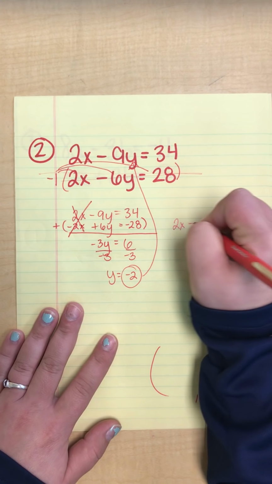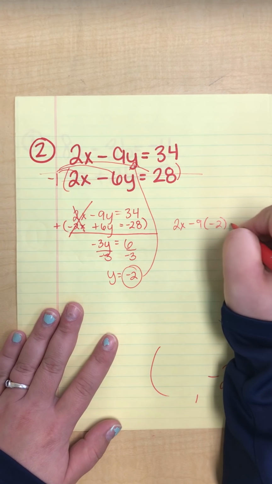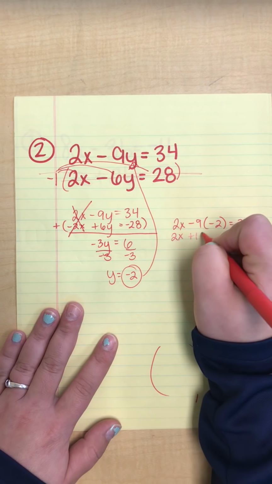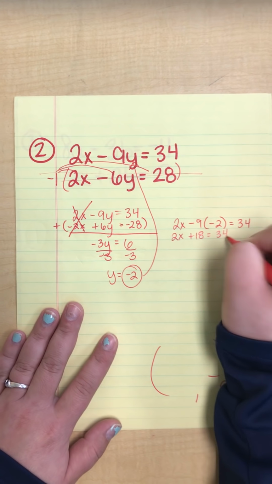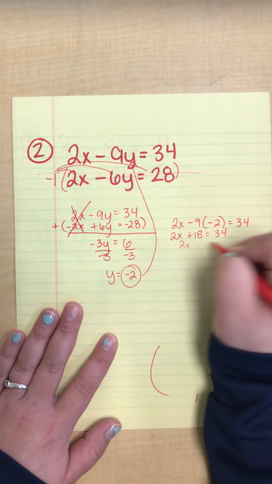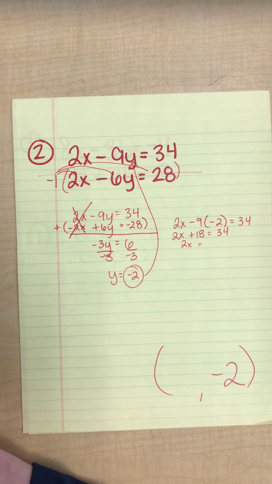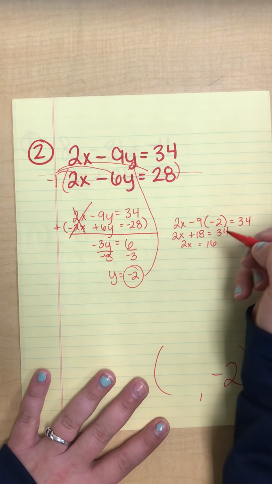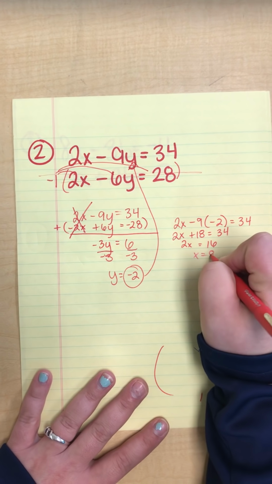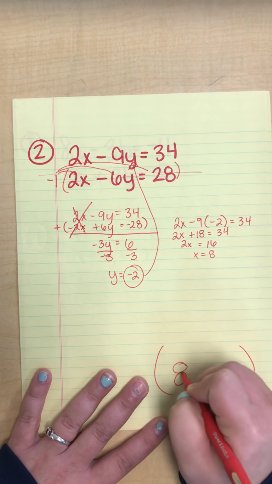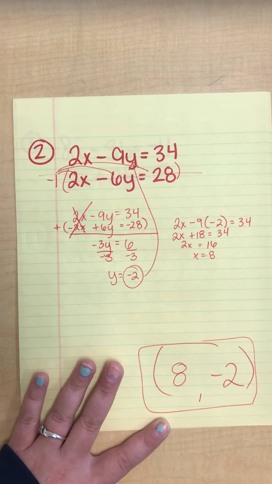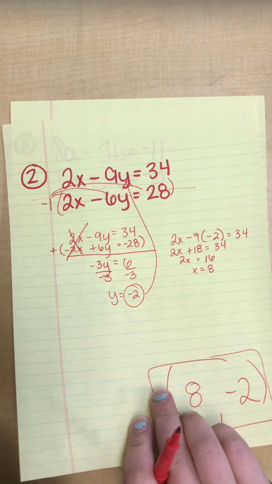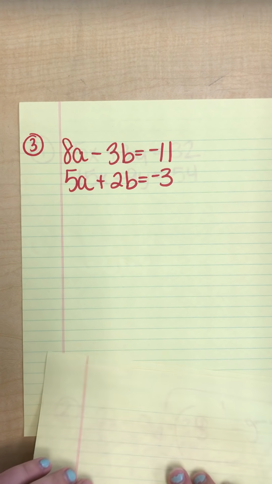All right, so now I'm going to take this and plug it in for y this time. So I have 2x minus 9 times negative 2 equals 34. So 2x plus 18 equals 34. Minus the 18, so you have 34 minus 18 gives you 16. And then divide by 2, so x is 8. So that is where your two lines would cross. All right, let's look at another one.